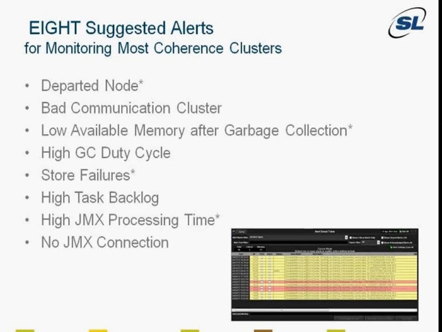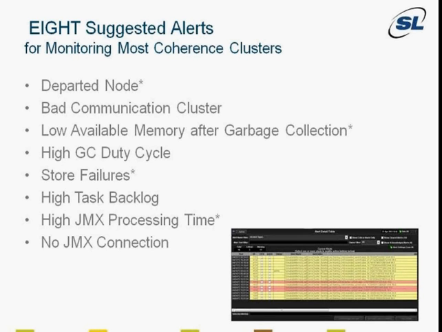So going right into the 8 alerts that we suggest you consider having in place in your cluster, one of the most important is departed node. Everett will be speaking about that shortly. We have other webinars where we talk about the importance of the bad communication cluster alert, which looks at communication issues across the cluster. We find almost anything that will slow a cluster down or cause any issues or hotspots or bottlenecks in the cluster will tick this alert. So it's a good one to have in place, particularly in your development and test environments, so you can see things that may not be working perfectly as you scale your cluster.